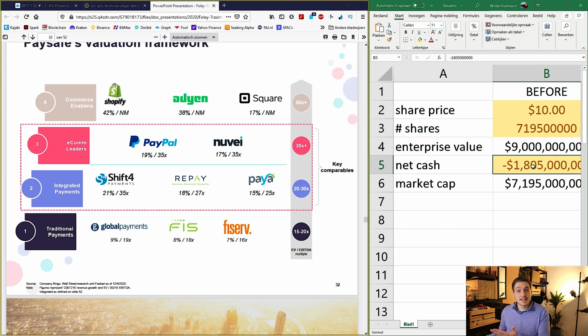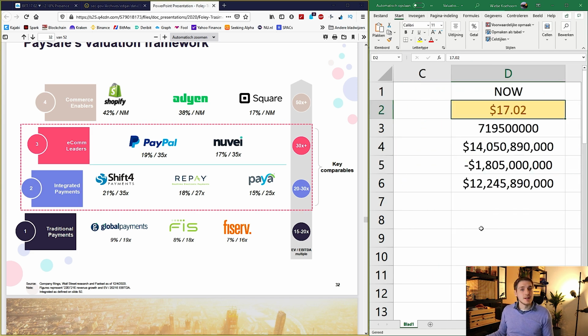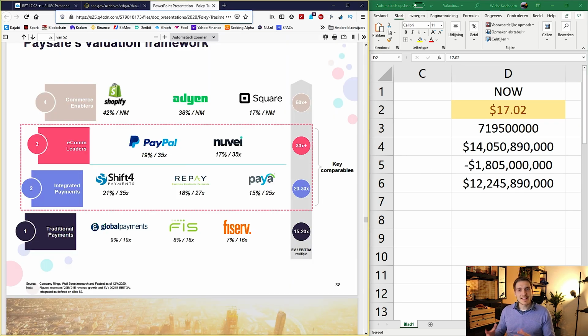In this case, it's a negative number because they're going to have negative cash on their balance sheet, debt, instead of positive cash. And I've also put in the current price per share based on the number in TradingView over here, $17.02. So let's now start with step number 4, which is actually the first step of method number 2.